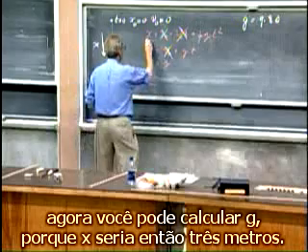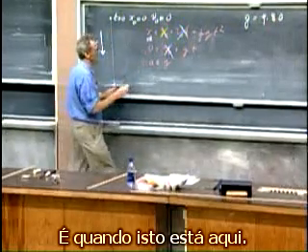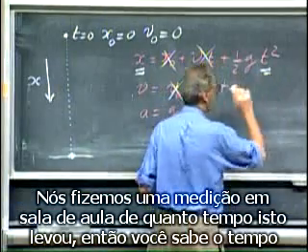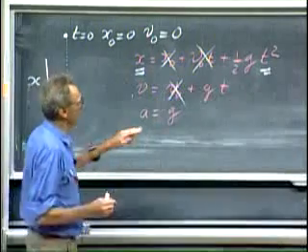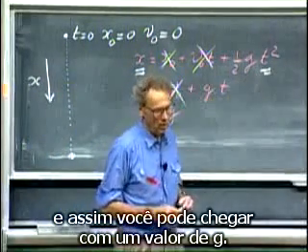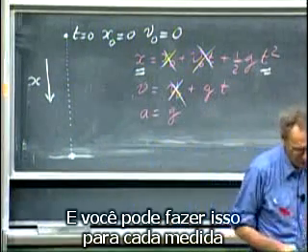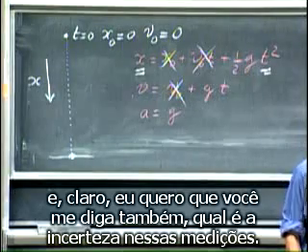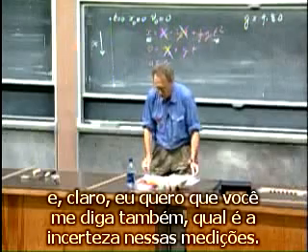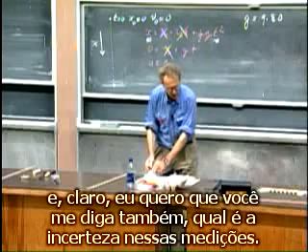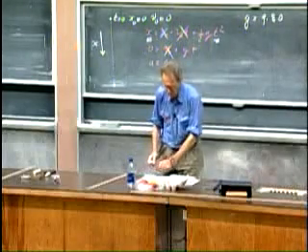Because x would be then 3 meters, that's when it's here. We made a measurement in class how long it took, so you know the time. And so you can come up with a value for g. And you can do that for both measurements. And of course, I want you to tell me also what the uncertainty is in those measurements.